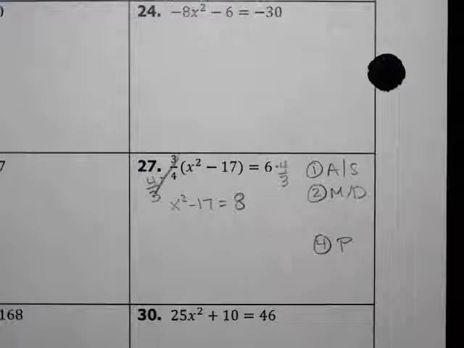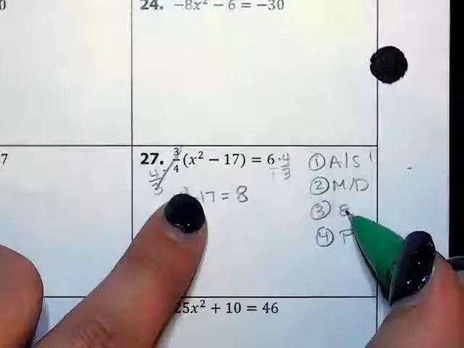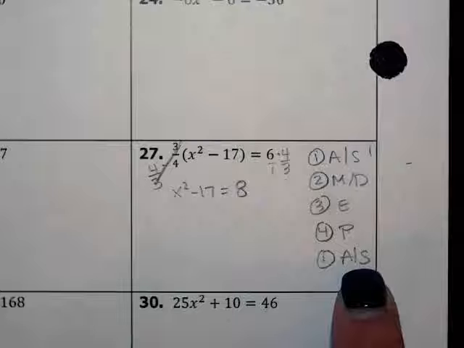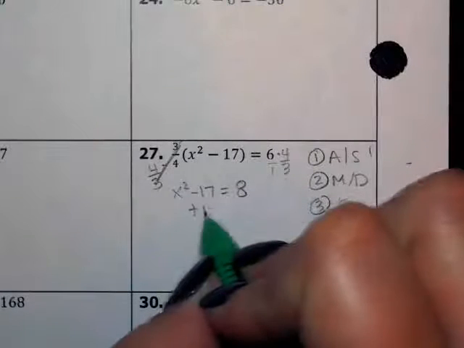Is there something inside the parentheses that we could add or subtract over to the other side? Yes. Now we can add the 17 over. Okay.